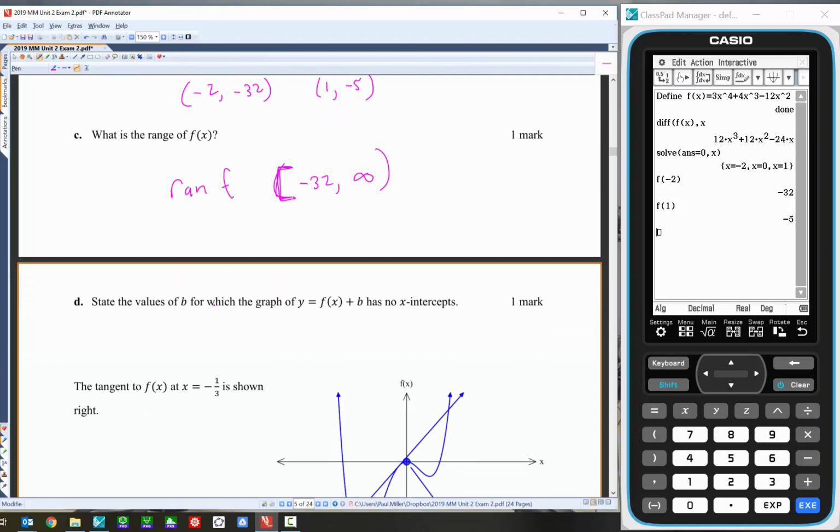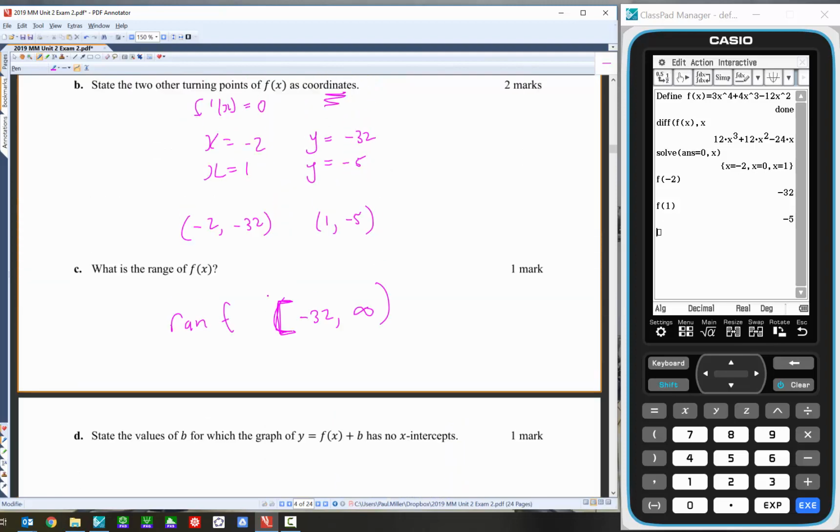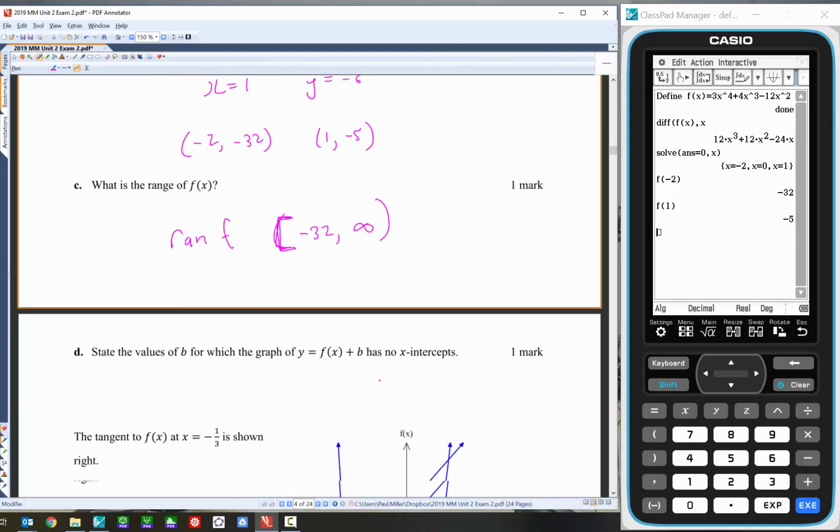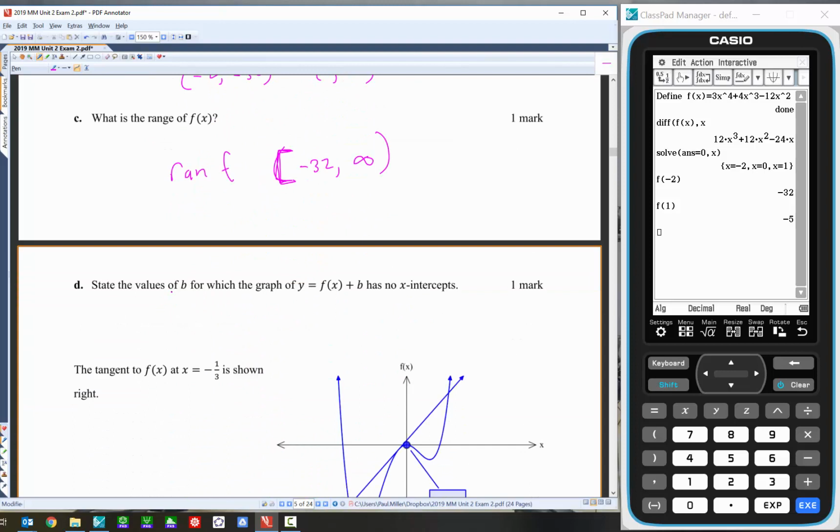State the values of b for which the graph of y equals f of x plus b has no x-intercepts. So basically what we're going to do is grab this graph here and send it up b units. Now, how far would it go to produce no x-intercepts? Well, we're going to send it all the way up here, which is 32, but it's got to be more than 32. If I send it up 32 units exactly, I'm going to get 1 x-intercept. It's going to be there, okay? So it's going to be for values of b greater than 32. All right, let's just try that out.